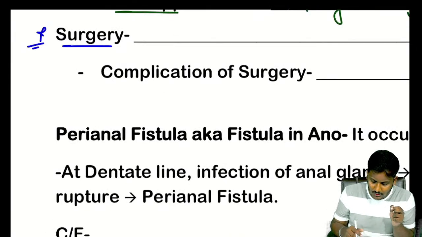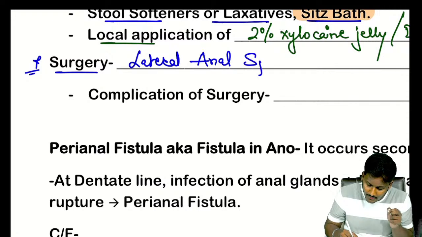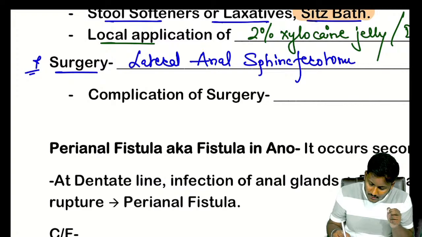If they ask you what is the surgery for this patient, that surgery when we make multiple cuts or the incisions of the anal sphincter laterally is known as a lateral anal sphincterotomy. That surgery which we do, beta, can be called a lateral anal sphincterotomy.